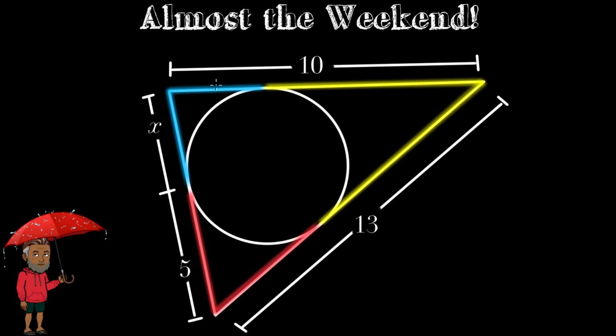So you'll notice that it's not the entire length, it's not the entire 10, but only this part of the 10 starting at the circle and ending at the common point, as well as this part of the 13. And then finally, the same thing can be stated about the 5.